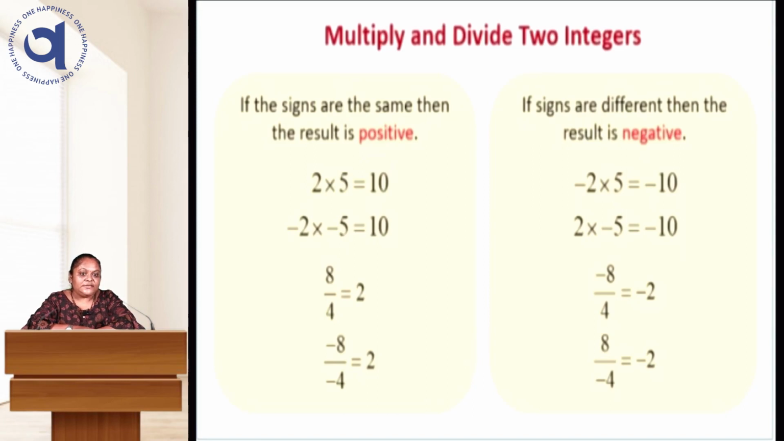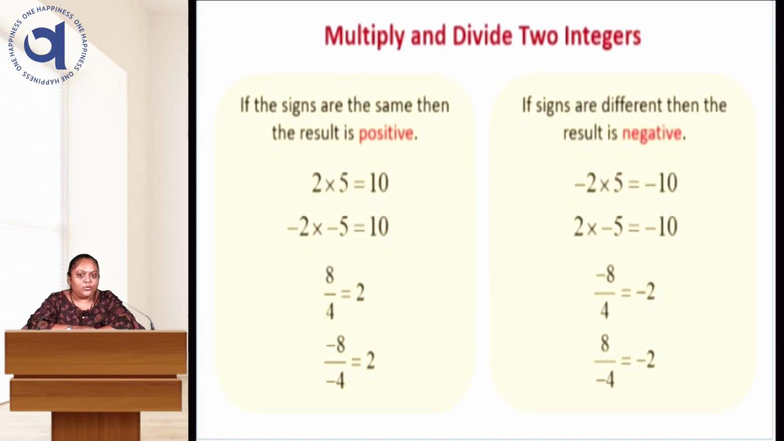Next is, if the signs are different, then the result is negative. That means if one integer is positive and one integer is negative, then your answer will be negative only. So, minus 2 multiplied by 5 is equal to minus 10. 2 multiplied by minus 5 is equal to minus 10. Minus 8 divided by 4, you will get minus 2, because one is negative and one is positive. 8 divided by minus 4, you will get minus 2.